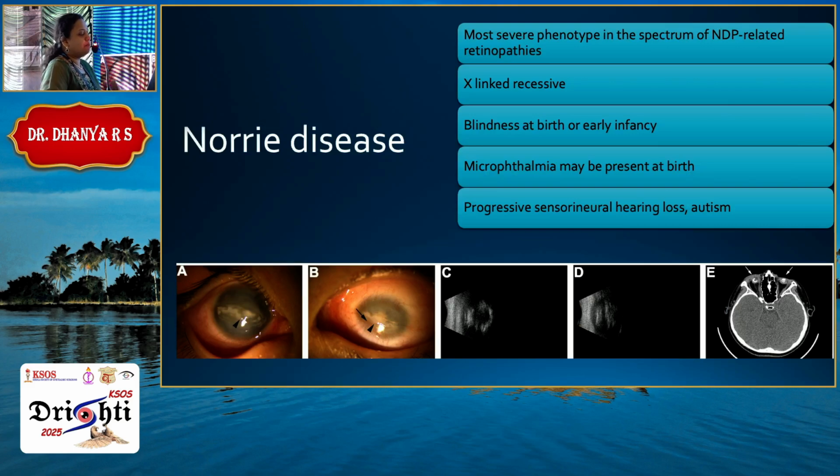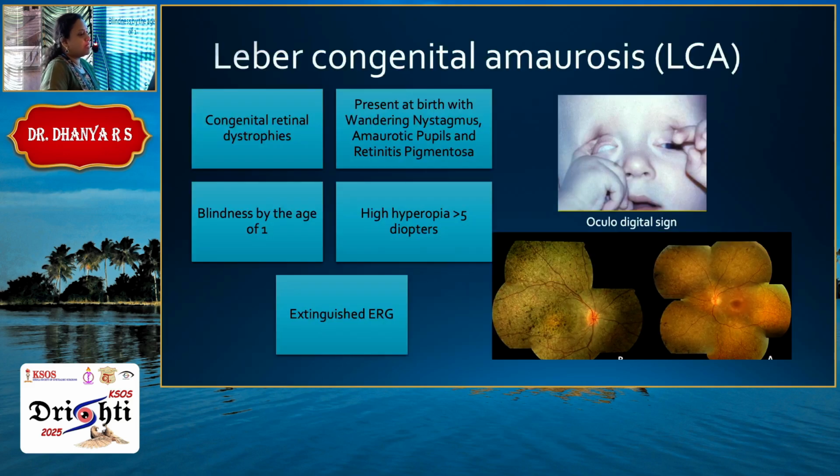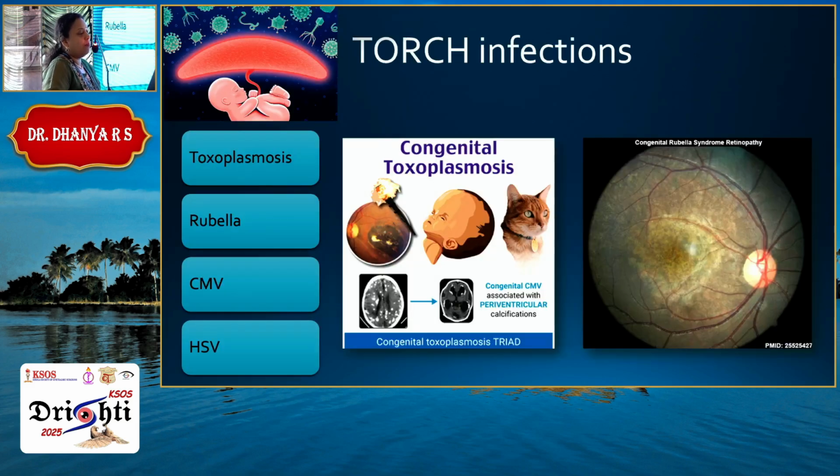Norris disease is a severe phenotype of the spectrum of NDP-related retinopathies, where there can be blindness at birth or in early infancy. You can see the small microphthalmia. The CT also shows bilateral microphthalmia. In Leber's congenital amaurosis, characteristically you get the oculodigital sign, blindness can happen by 1 year, and there will be a typical extinguished ERG. This is one common entity that you should know about.